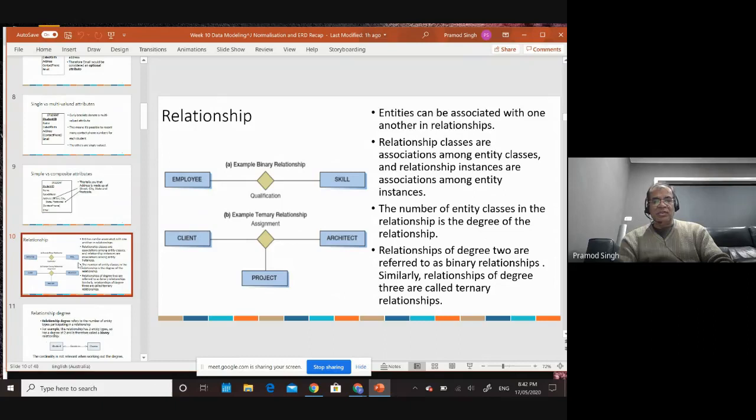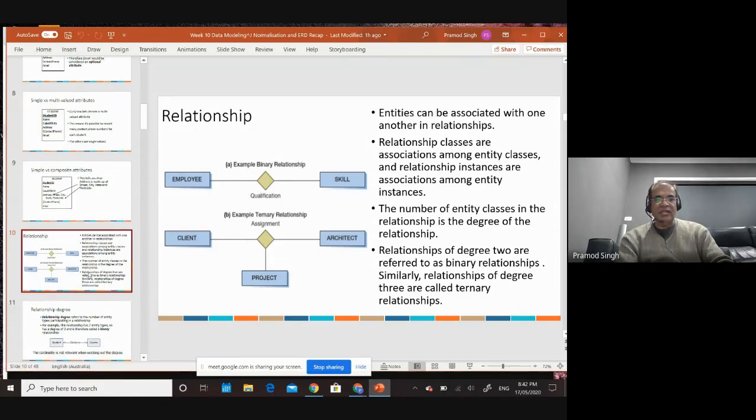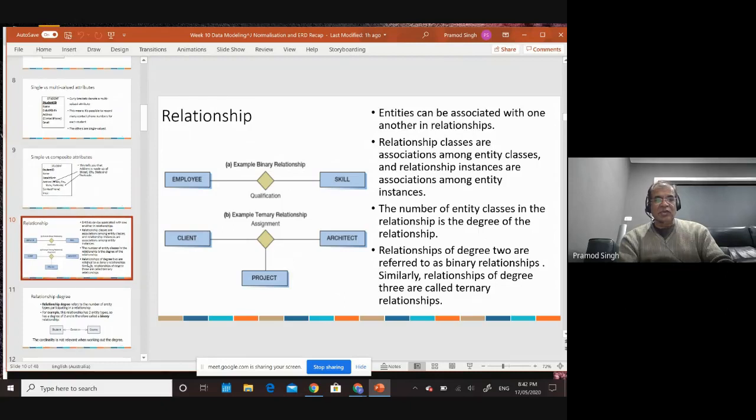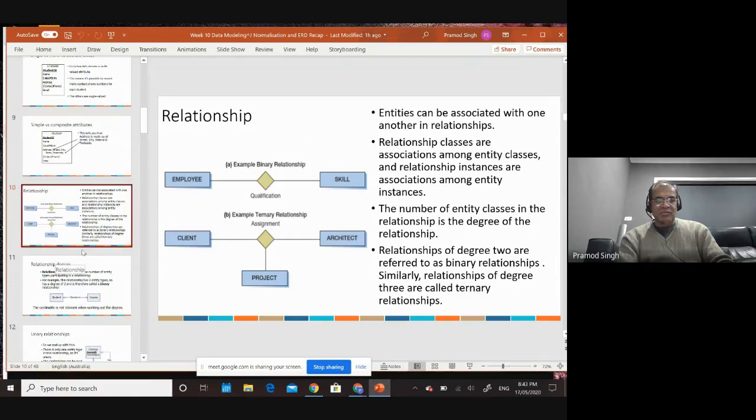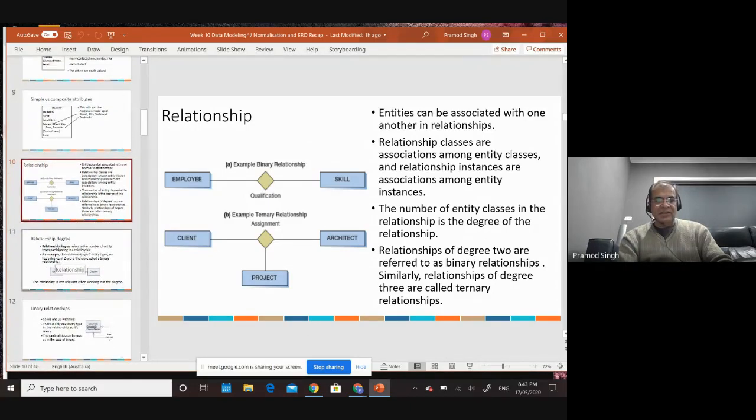And the top one, employee and skill, where only two entities are associated with each other, is called a binary relationship. So these are the two types of relationship. The third type is the unary relationship, where only one entity is associated with itself. That will be discussed at a later stage.